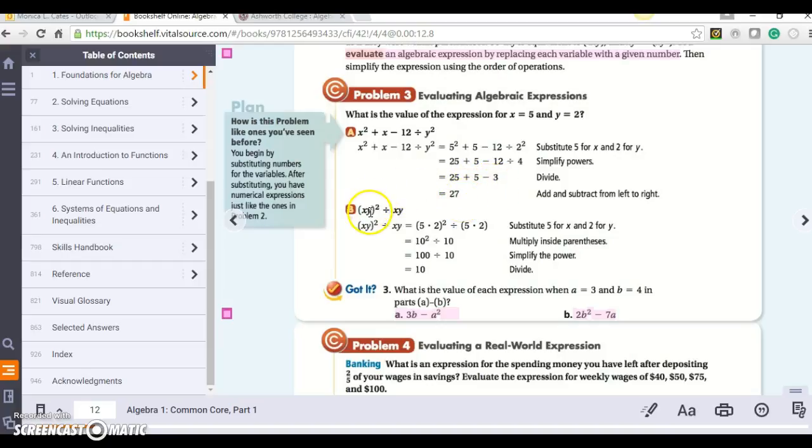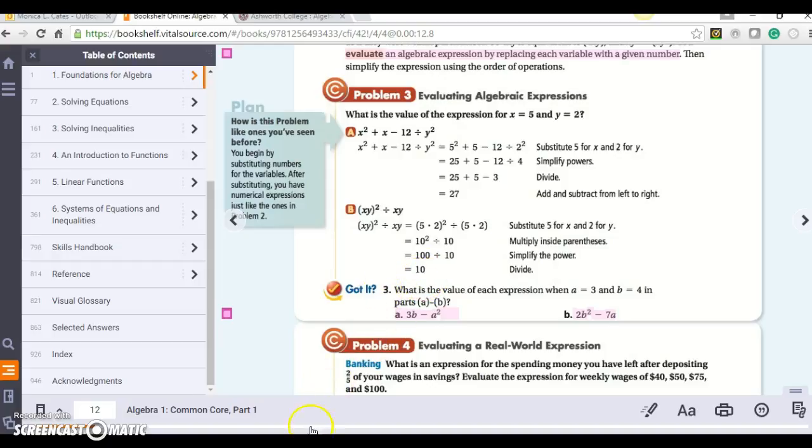All right, let's look at part B. So we have xy squared divided by xy. I'm going to plug in those values. For x I have 5, so 5 times 2 squared divided by 5 times 2. The first thing that I'm going to do is the things that are in my parentheses. So I have 5 times 2 is 10, and 5 times 2 is 10. The next thing I'm going to do is my exponent, so I have 100 divided by 10. And the last thing is to divide.